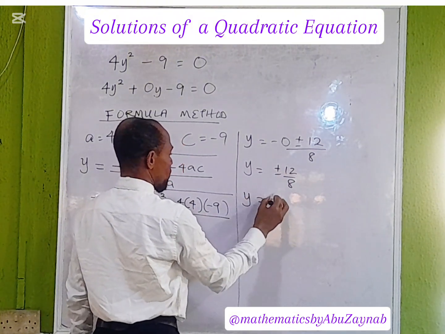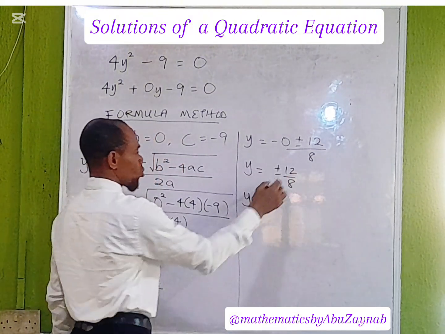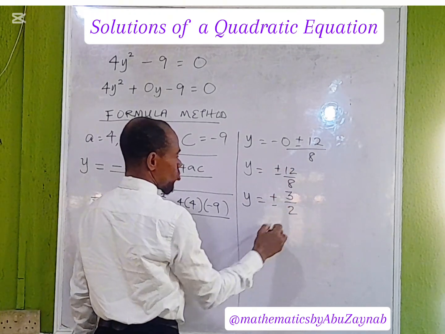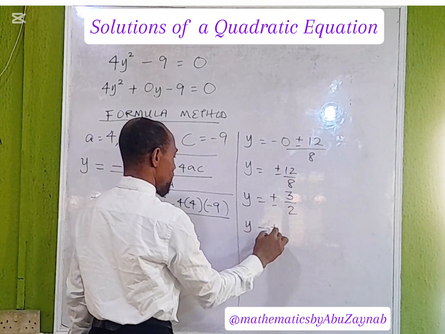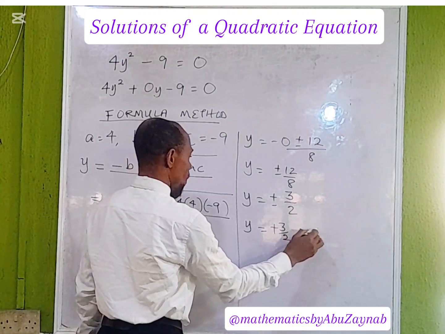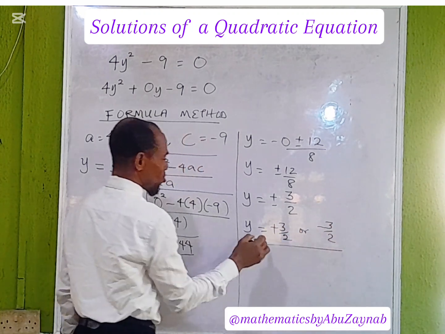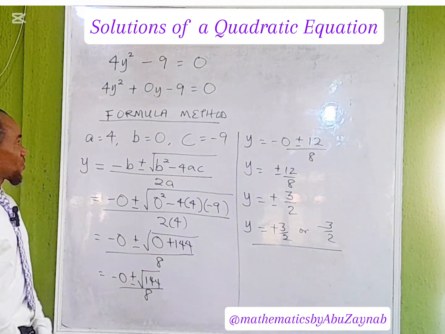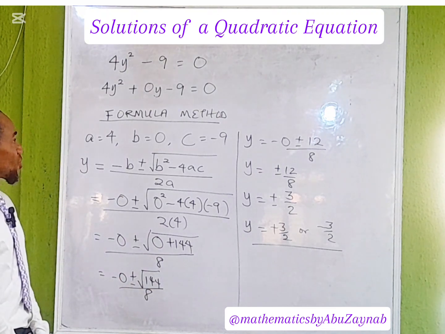So regardless of the value here, because it's 0 inconsequential, we just have plus or minus 12 over 8, which in turn is, because we can still break this fraction down, 4 goes in 12, 3, 4 goes in 8, 2. Just like the last question, we have plus 3 over 2 or minus 3 over 2. And again, it agrees with the previous two methods of solving the quadratic equation.